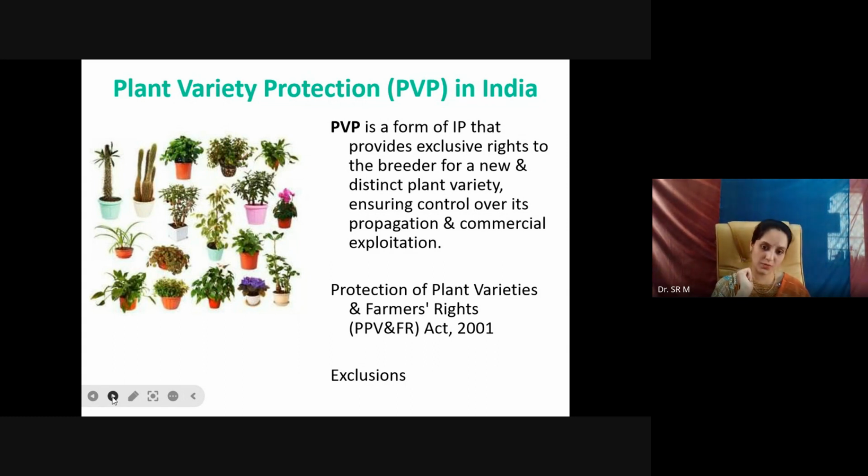If they are field crops, it is 15 years from the date of registration. If they are trees or vines, it is 18 years from the date of registration. We were discussing this PPV and FR Act. It also recognizes and protects the rights of farmers who have traditionally cultivated and saved the seeds of the protected variety. Infringement occurs when someone reproduces, sells or exports the protected variety without authorization, and the legal remedies can include damages or even injunctions.